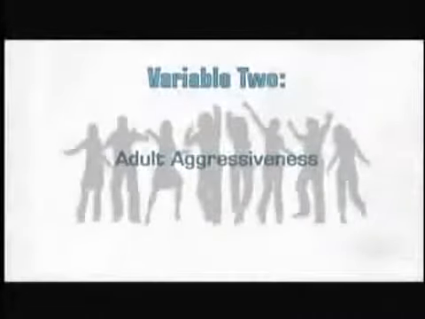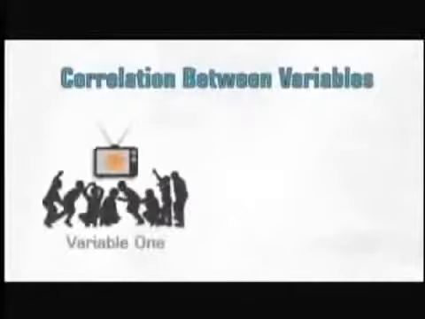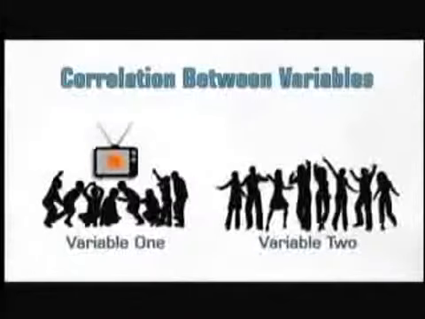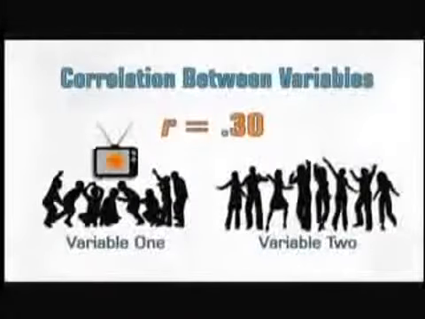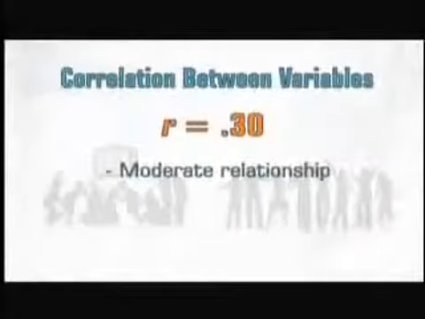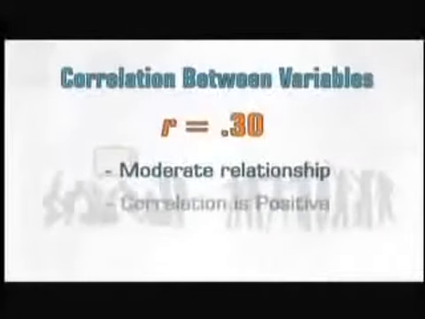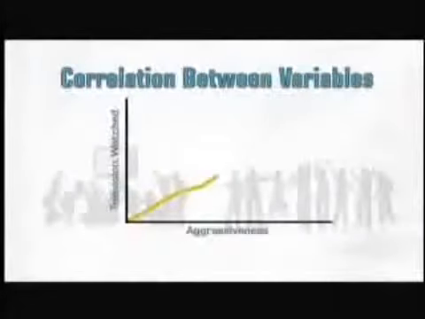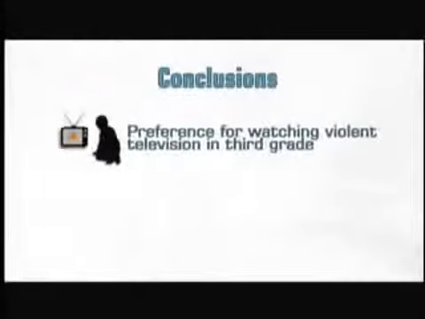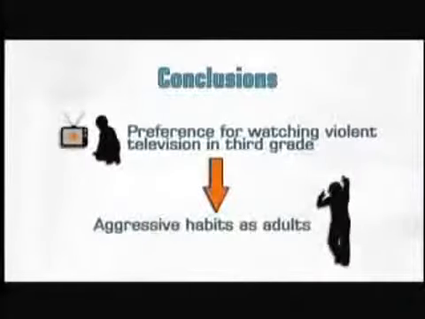The researchers examined the correlation between childhood exposure to television violence and adult aggressiveness. The correlation was about r equals 0.30, indicating a moderate relationship between the two variables. This correlation is positive, meaning that as one variable goes up, the other variable also goes up. The conclusion the researchers made was that a preference for watching violent television in third grade contributes to the development of aggressive habits as adults.